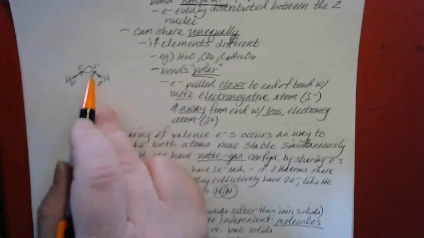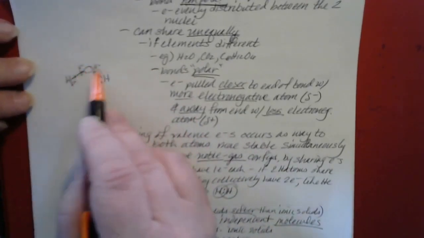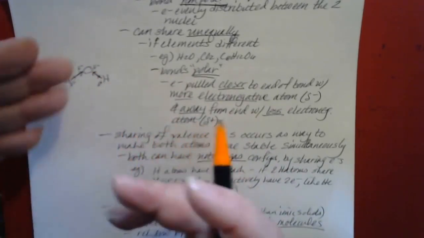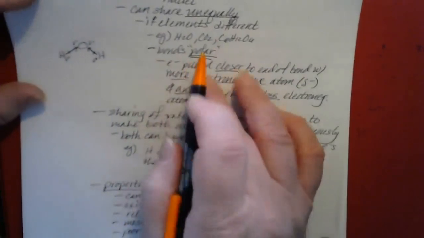And so the way the water molecule is arranged, you actually have one entire end of the molecule that has a partial negative charge on it, and one entire end of the molecule that has a partial positive charge on it. And that's why ionic compounds are so good at dissolving in water, because the negative end of the water molecule attracts positive ions, and the positive end of the water molecule attracts negative ions. But back to covalent compounds.